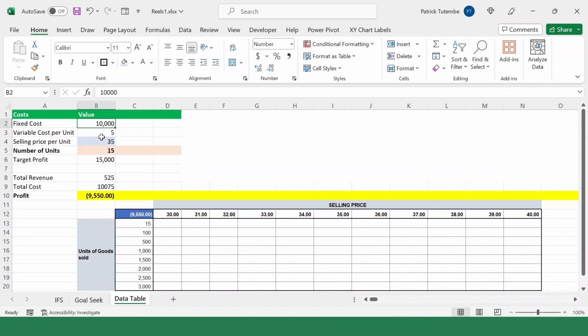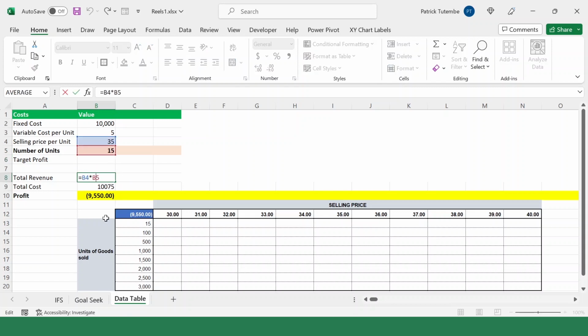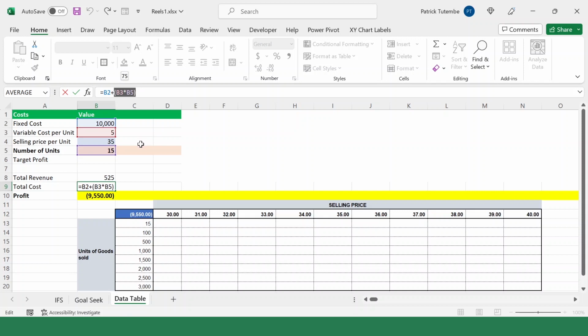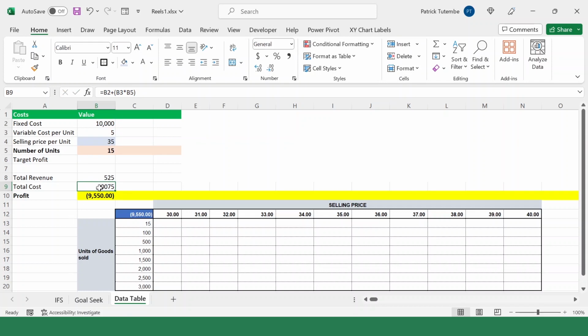We have the fixed cost, we have the variable cost, we have the selling price, and then the number of units, and then we have total revenue, which is a multiplication of the number of units times the selling price, and then we have total cost, which adds the fixed cost and then the variable costs, but variable cost after multiplying by the number of units, because for every unit you produce, a variable cost is incurred. So you get the number of units, you multiply by the variable cost per unit, and then you get that product and add it on the fixed cost for you to get your total cost. And your profit will be revenue minus costs.